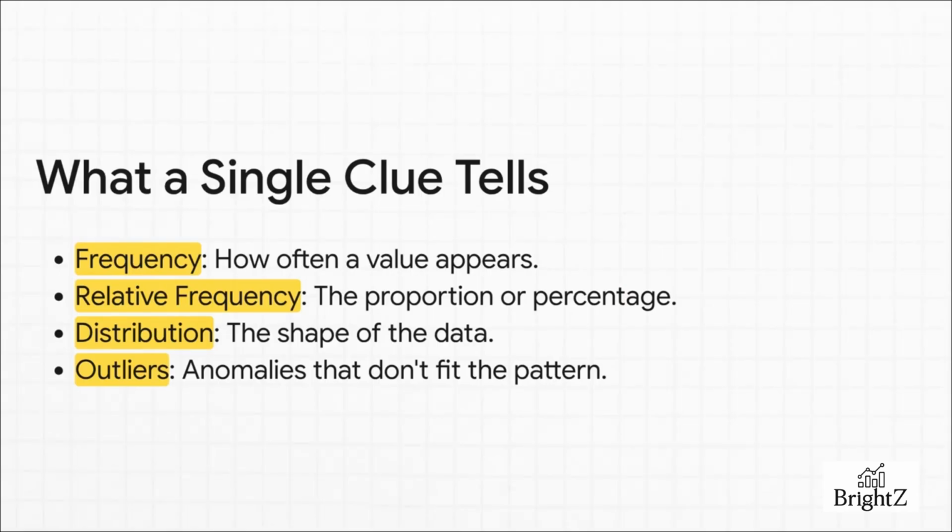So, just by looking at that one single variable, we've already gathered some critical intel. We know its frequency, how often different ages pop up. We understand its distribution, its shape, and we can start to spot any potential outliers. Like if there was one student who was much older than everyone else. That's a clue that might be really important to our case later on.